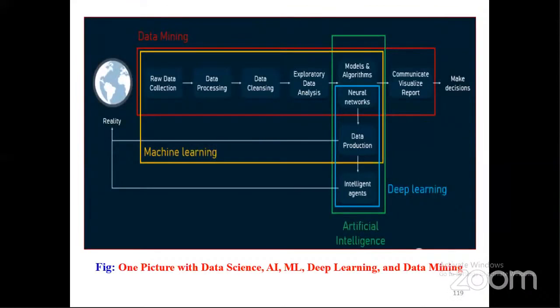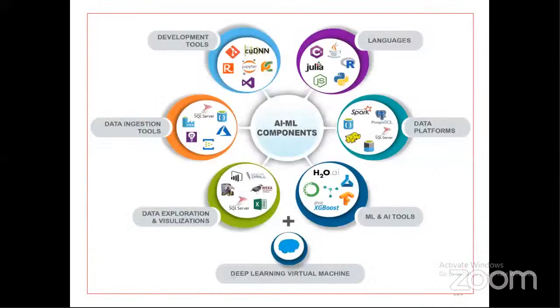Okay, so data mining deals with raw data collection, data processing, data cleansing, exploratory data analysis, novel modeling algorithms, communicate, visualize, report. If you see the green rectangle box, we are applying models, algorithms, and neural networks, data production, intelligent agents. If you see the yellow box, it includes machine learning. The blue rectangle box, neural networks, data production, intelligent agents, is what is called deep learning.